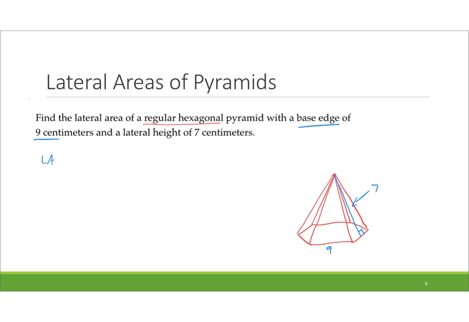So here we go. Lateral area is equal to the perimeter of the base times the slant height divided by 2. So I need my perimeter and I need my slant height. My slant height is given to me, that's 7. My perimeter is going to be 9 times the number of sides, so 6, and therefore it's going to be 54. So now I can take these numbers and plug them back into my equation. So I have 54 times 7 divided by 2. And this is going to give me 189 centimeters squared. Remember, we're dealing with area, so our units are squared units.